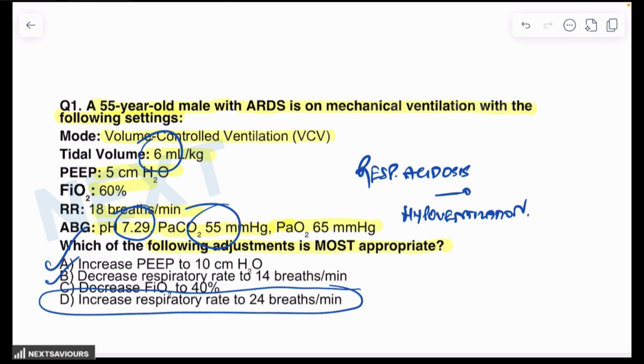Decreasing the respiratory rate would worsen the carbon dioxide retention. And decreasing the FiO2 is absolutely unnecessary because the partial pressure of the oxygen is still borderline. So the best answer for this is increasing the respiratory rate.